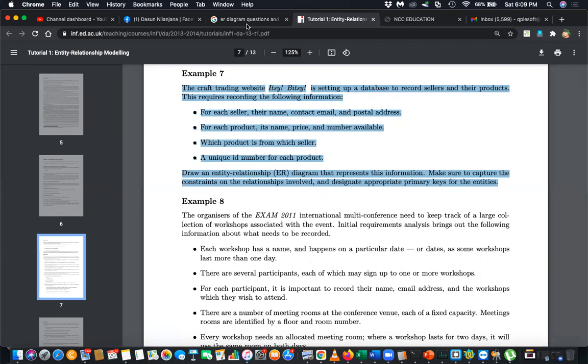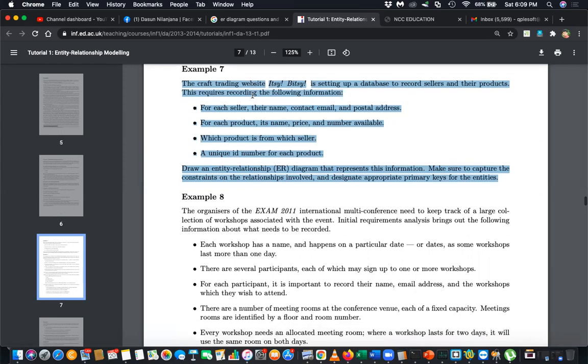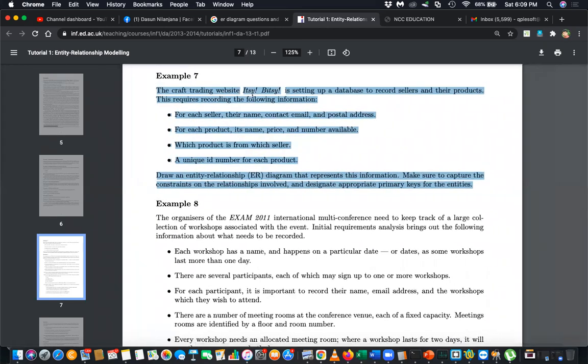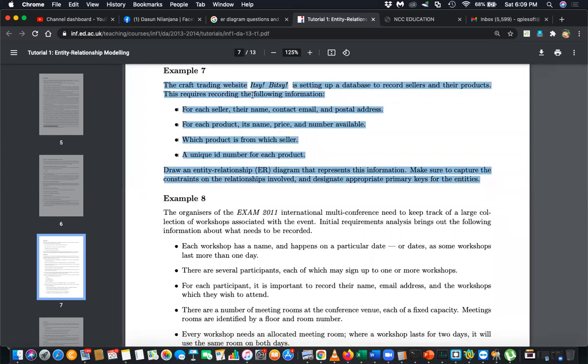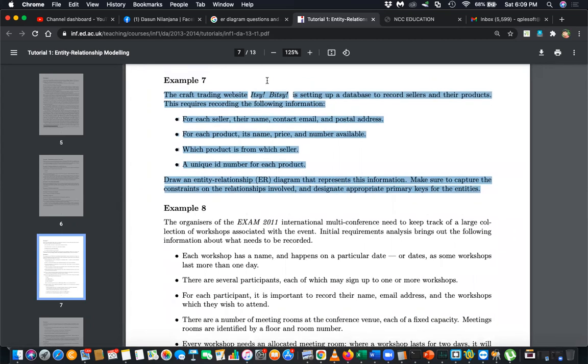Now what you have to do is please draw the ER diagram according to this example. What are the entities? What are the relationships? What are the primary keys? Please use the standard symbols that we introduced last week. Can you quickly do this within 2-3 minutes? Can you quickly do example 7? Can you quickly answer?